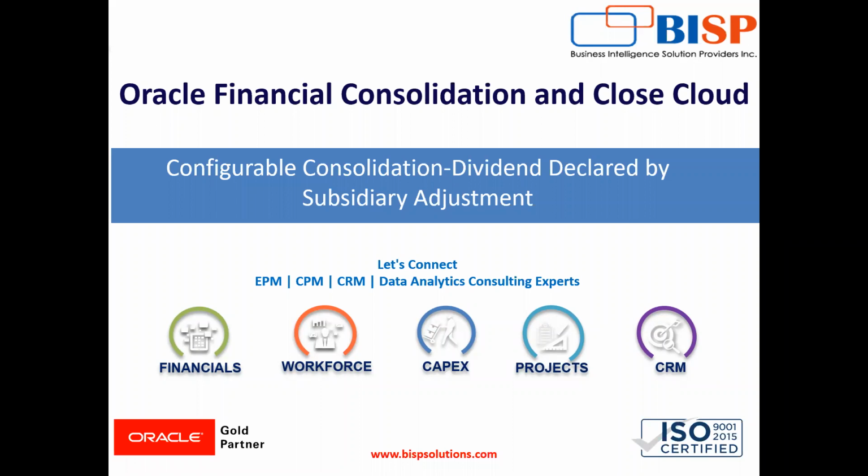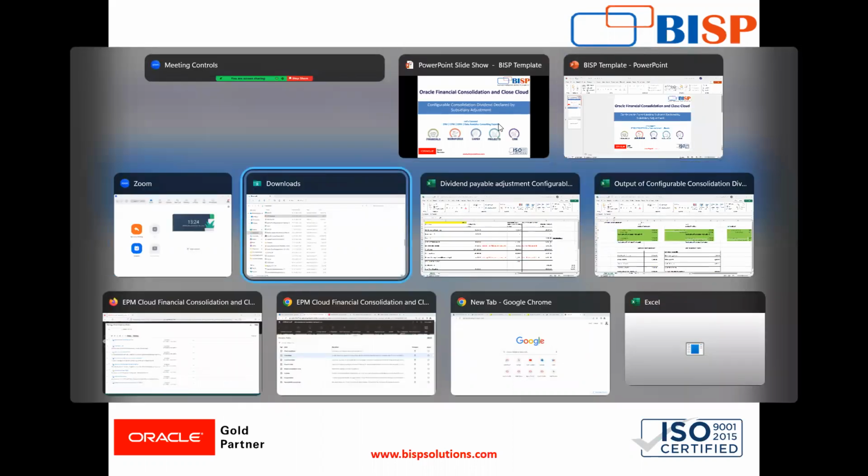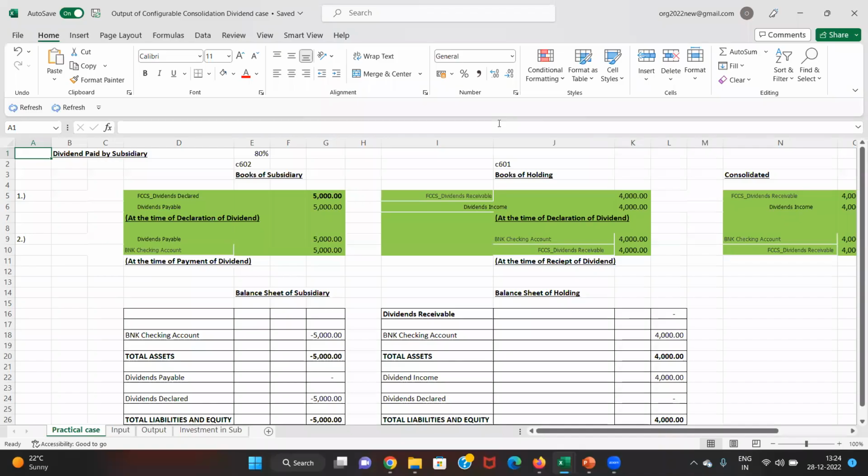My name is Abdullah Khan, and today we are going to discuss configurable consolidation. And the rule that we are going to discuss today is the dividend declared by subsidiary adjustment rule under FCCS. So for that, we'll take a look at the use case that we have prepared for this scenario.